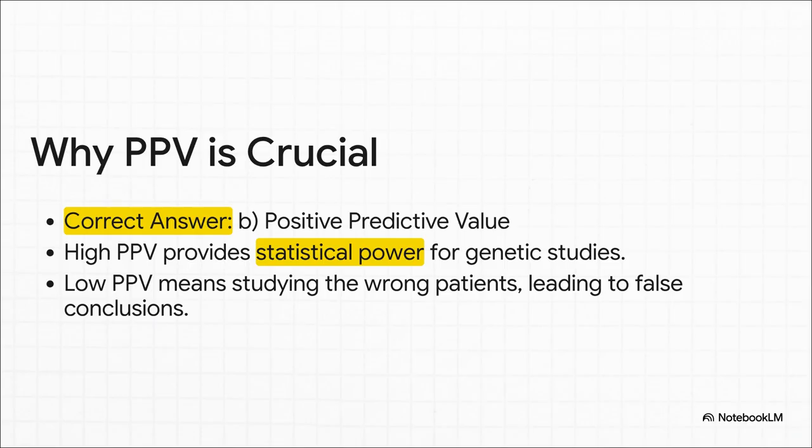But here's the part you really need to get for the exam, the connection to genetics. Imagine you're spending millions of dollars on a study to find a gene linked to a disease. If your PPV is low, your study is full of people who don't actually have the disease. You've got no statistical power, you're chasing ghosts in the data, and your entire research project is basically worthless from the get-go. That's why a high PPV isn't just nice to have, it's absolutely essential.